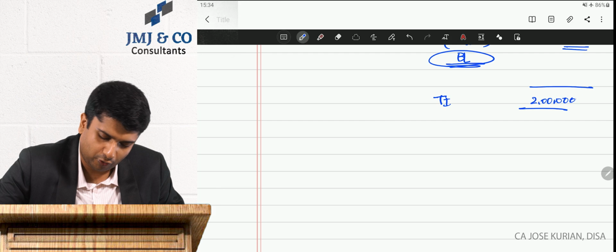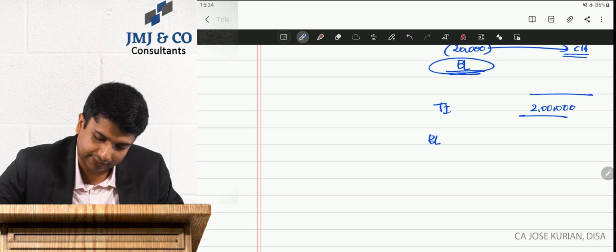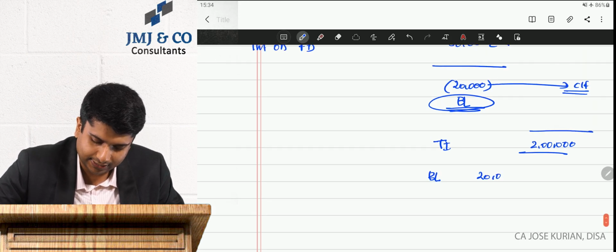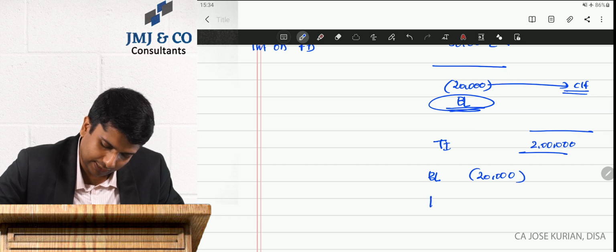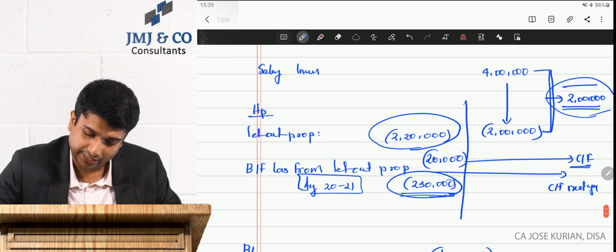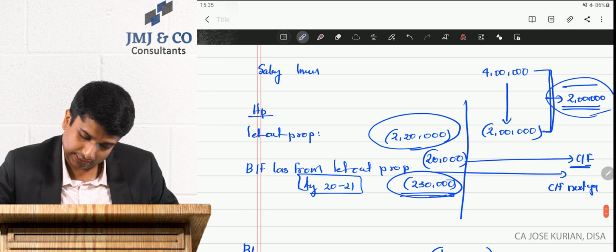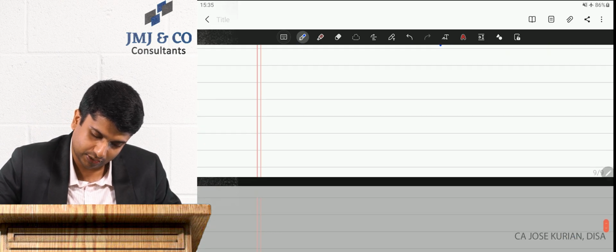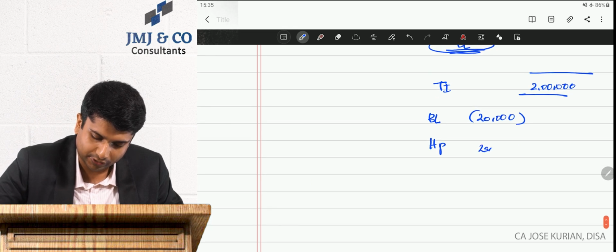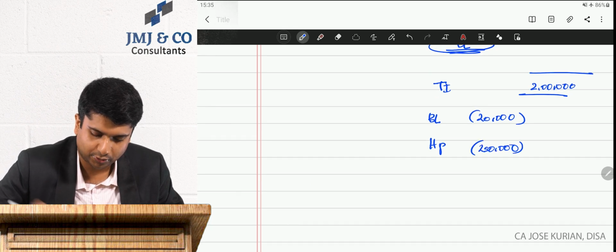Now, to carry forward, there is a business loss of 20,000 that needs to be carried forward. Then loss from house property also is required to be carried forward, that is 20,000 plus 2 lakh 30, that is 2 lakh 50,000 loss from house property to be carried forward.